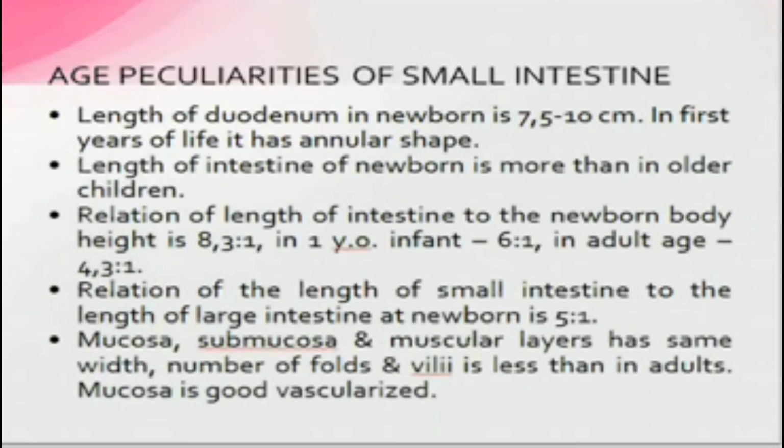Mucosa, submucosa, and muscular layers have the same widths. Number of folds and villi is less than in adults, and mucosa is well vascularized.